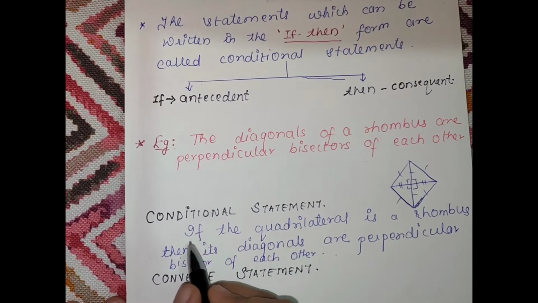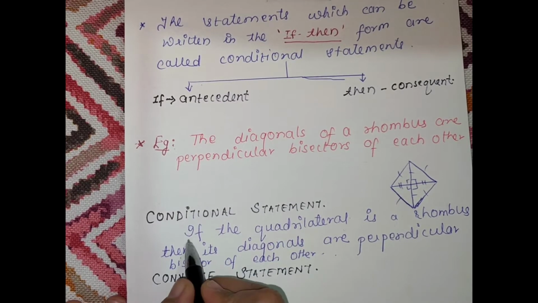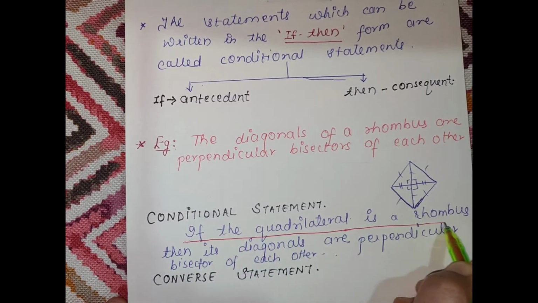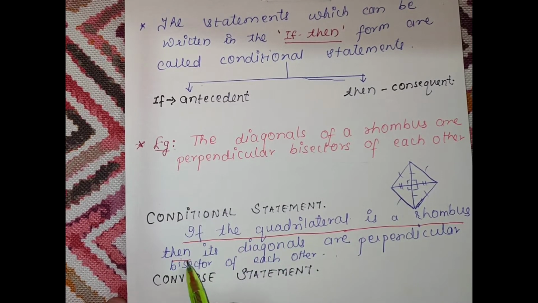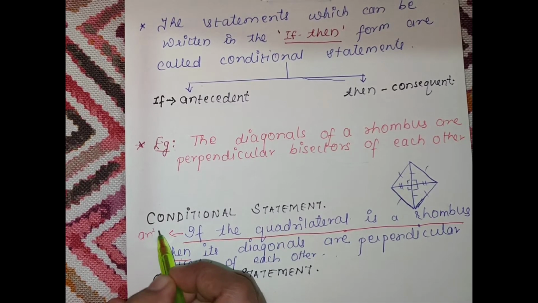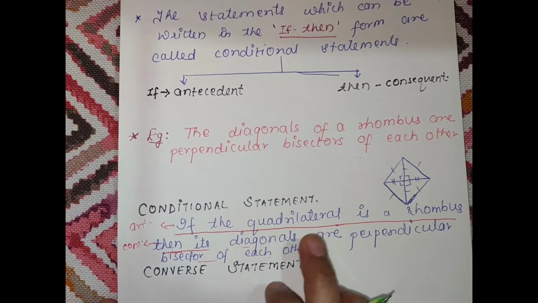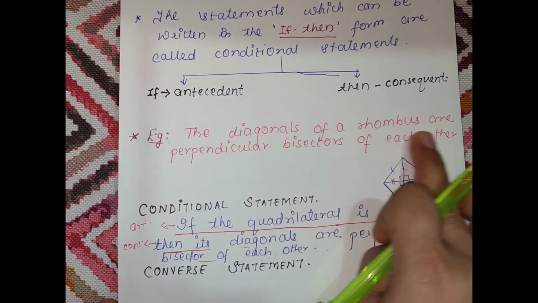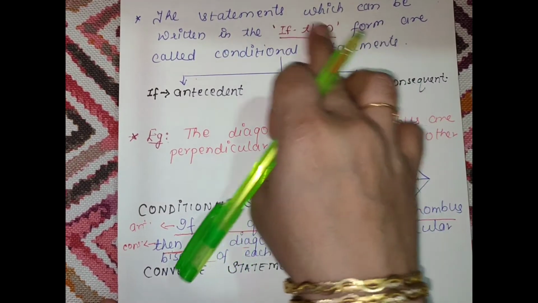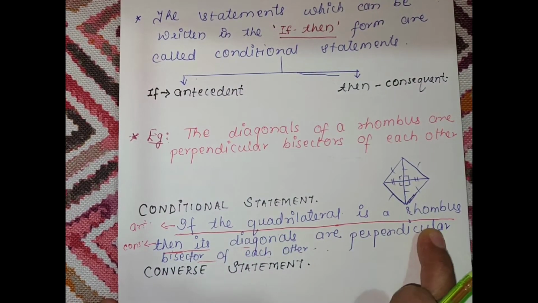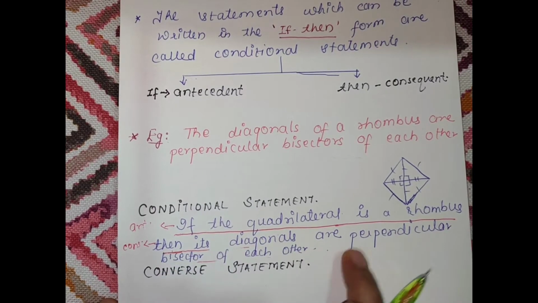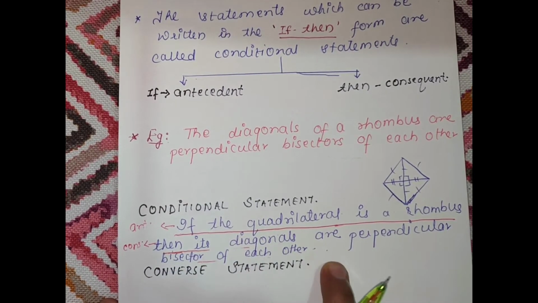See here, the if part, this part is the antecedent, and from then onwards till the end, it is the consequent. So this is called a conditional statement. The given statement is written in if-then form: if the quadrilateral is a rhombus, then its diagonals are perpendicular bisector of each other.